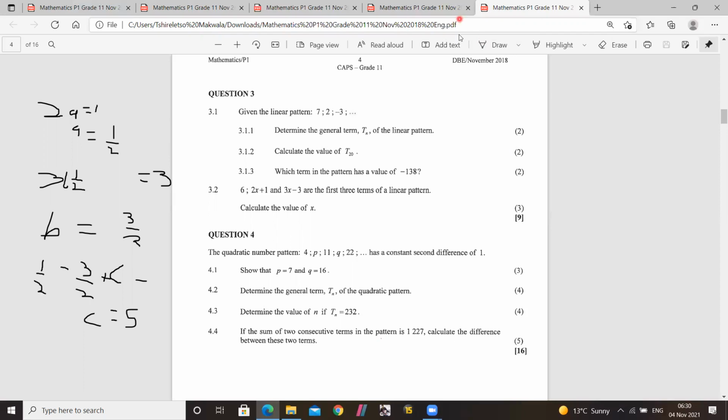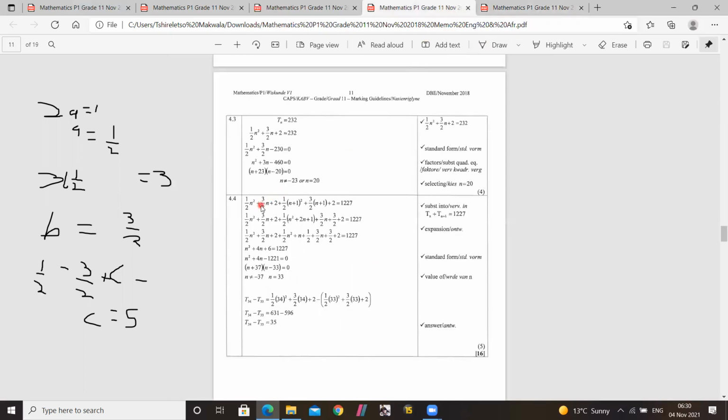They are telling us that the sum of two consecutive terms in the pattern is that. Calculate the difference between these two terms. So how do you approach this question? They say the sum of two terms in this pattern, but they didn't tell us what the two terms are. So that's why here they added these two terms.